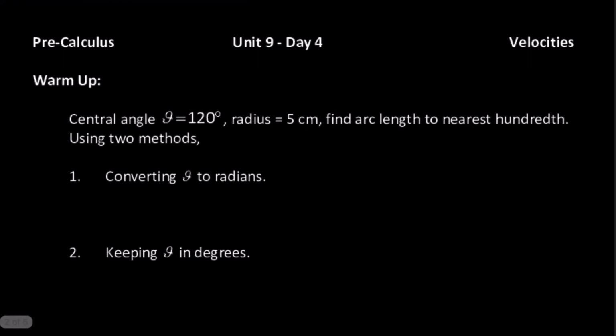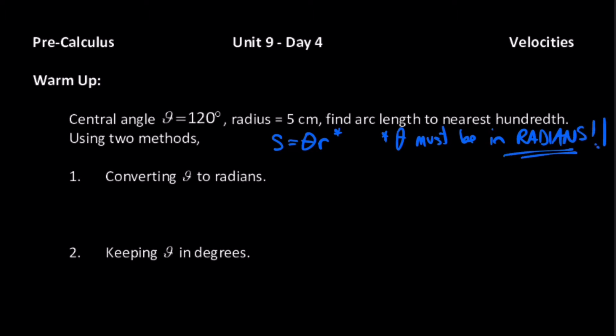Before we get to velocities, let's take a look at this warm-up. If you have a central angle, theta, equal to 120 degrees, radius of 5 centimeters, find the arc length to the nearest hundredth using two methods, converting theta to radians. So if you remember from last week, we have this formula for arc length: S equals theta r. It's very simple to use with one caveat. Theta must be in radians. Super important that we know that.